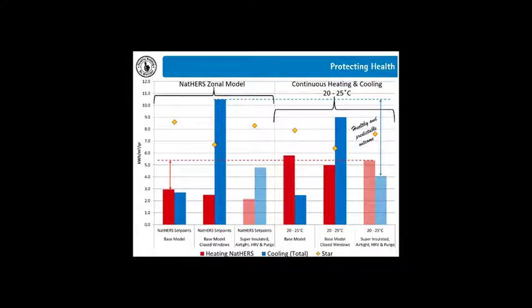And what we don't want to do is create this massive cooling spike or accidental cooling spike. So the controlled ventilation systems can help us manage that, as well as the indoor air quality.